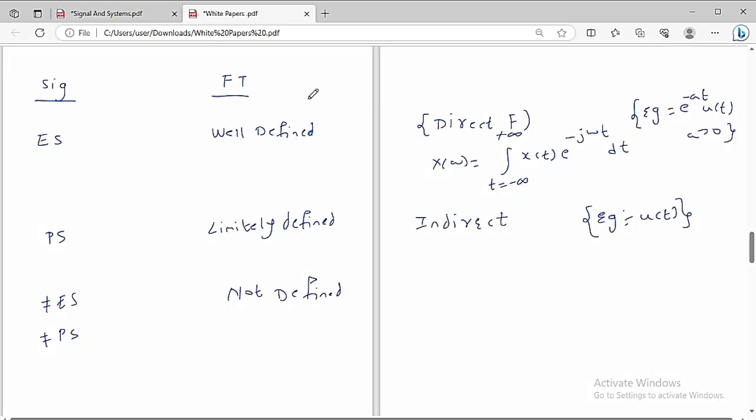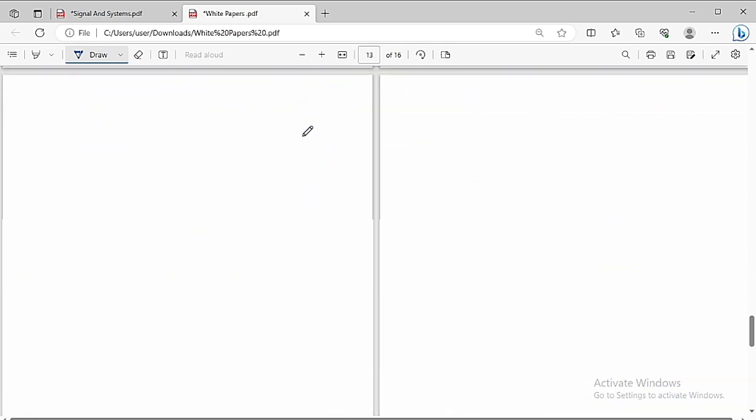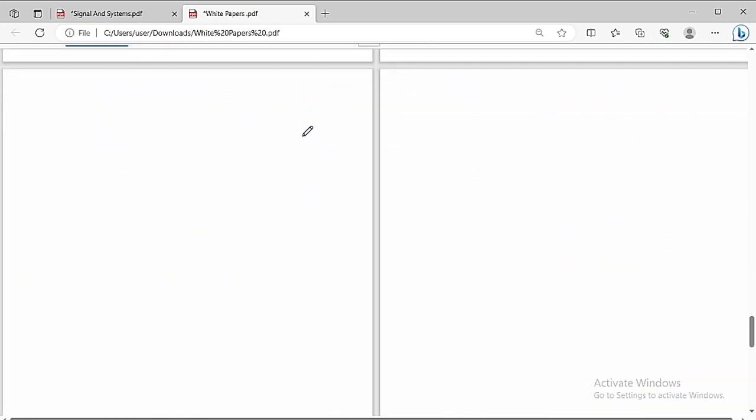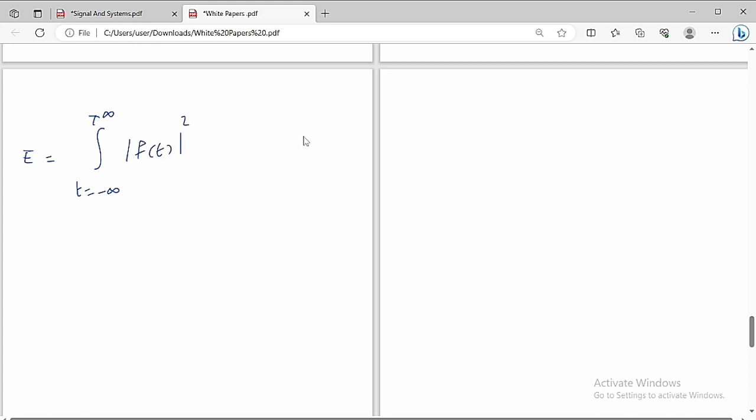So finally, I'll tell you one important formula. Out of this, I'm going to calculate everything. The expression of the energy in the continuous time domain for a signal f of t is the integration from t equal to minus infinity to plus infinity of mod of f of t whole square dt. If you want to write it in the frequency domain, it is 1 by 2 pi into the integration from omega equal to minus infinity to plus infinity of mod of f of omega whole square d omega.